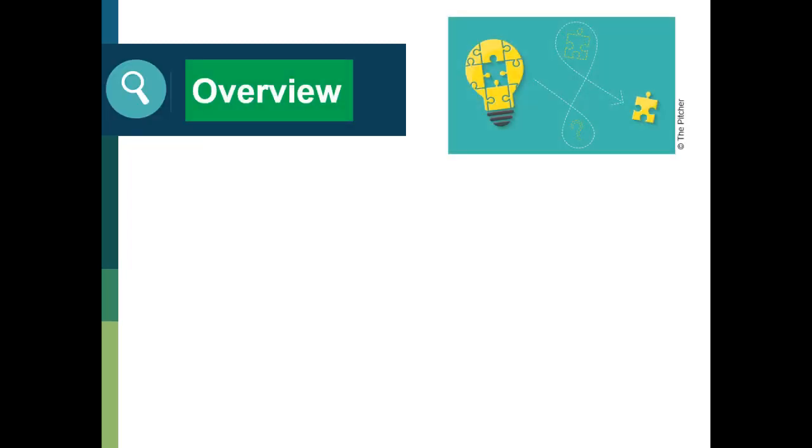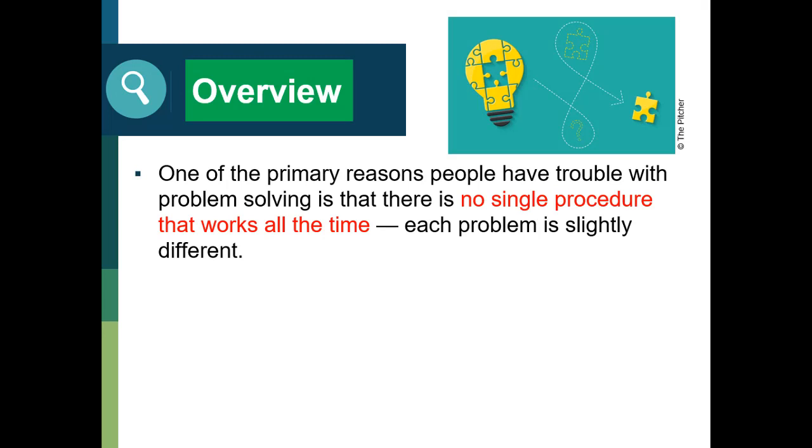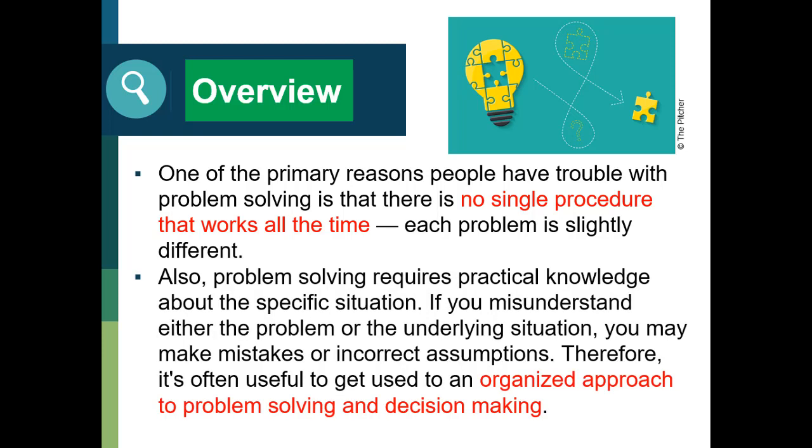As an overview, one of the primary reasons people have trouble with problem solving is that there's no single procedure that works all the time, because each problem is slightly different. Also, problem solving requires practical knowledge about the specific situation. If you misunderstand either the problem or the underlying situation, you may make mistakes or incorrect assumptions. Therefore, it is often useful to get used to an organized approach to problem solving and decision making.